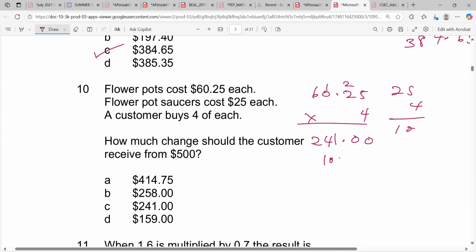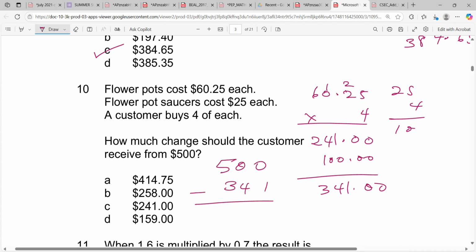So we add the total. The total money spent will be 341. And of course, change now would be 341 from this. 1 from that we can't.